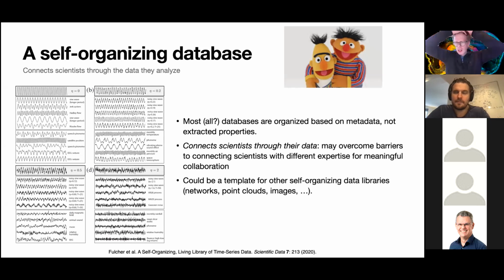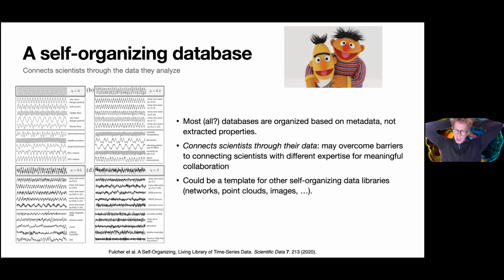So why do we think this is a useful thing to do? Well, most databases are organized based on metadata. People will self-label, going, oh, this is data of this type, and then you can maybe search based on those search strings or tags. But in this case, we're extracting properties from every piece of data that's uploaded and using those empirical properties to organize our database. And so it can flag surprising connections in ways that manually annotated databases cannot.